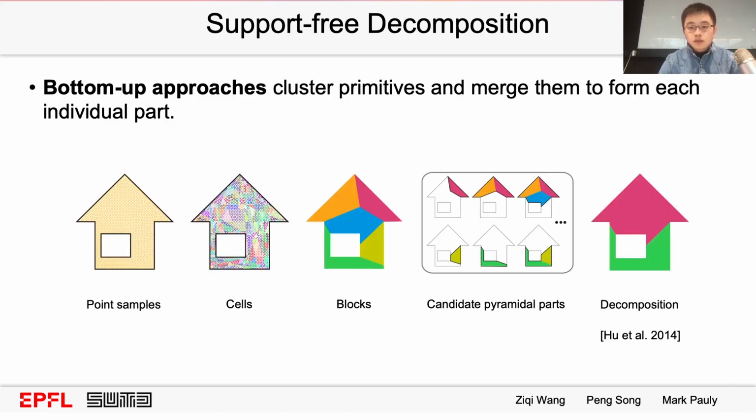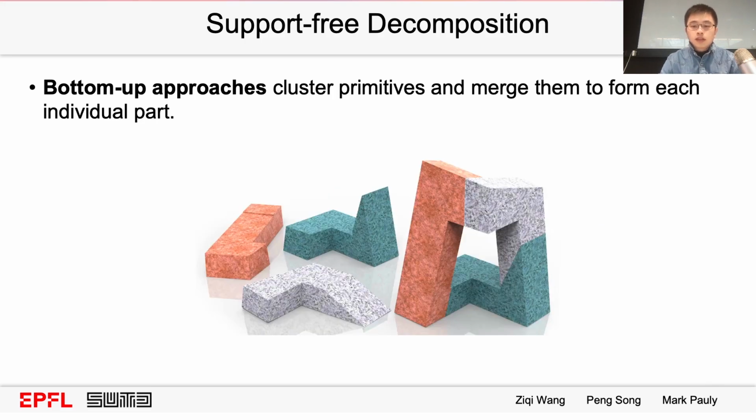The bottom-up approaches, like the pyramidal decomposition paper, progressively build larger and larger interior elements of the input shape, from sample points to cells, blocks, and candidate pyramidal parts. The final decomposition, which is the selection of the candidate pyramidal parts, is obtained by solving the exact cover problem. Here is an output from their paper.